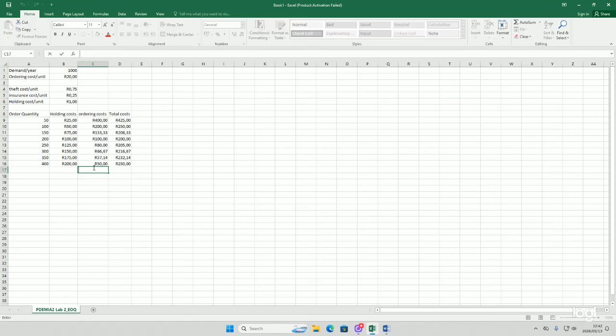Now you have then to calculate your EOQ cost. Okay, and then it's equals to the minimum value of your total cost. The minimum value of your total cost. This. Okay, now it tells us that our EOQ cost is this one, your D12. Okay, your D12.